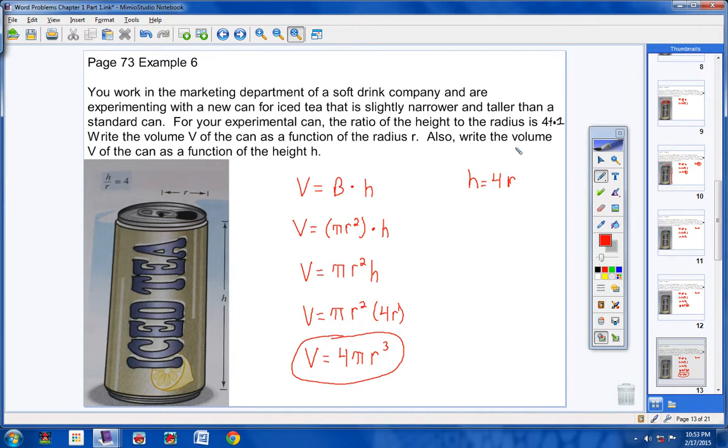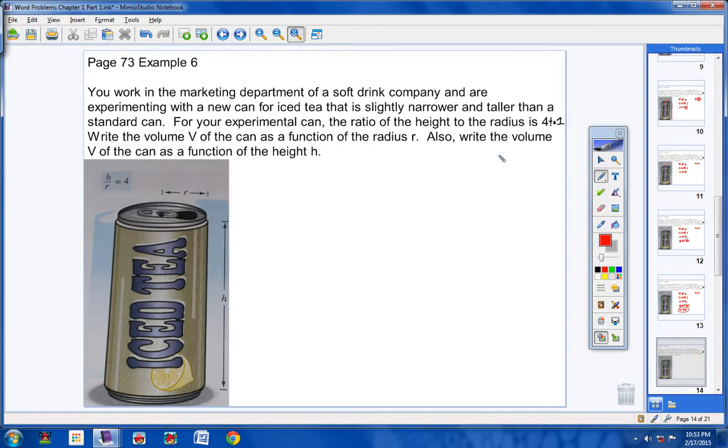Now they want us to write the volume as a function of h. The volume as a function of h. So let's go ahead and take a look at this. Okay, we're going to write the volume v as a function of the height h. Okay, so let's do the whole thing over again. All right. First of all, write down something you know. Write the volume of a cylinder. So here it is. We did this before.